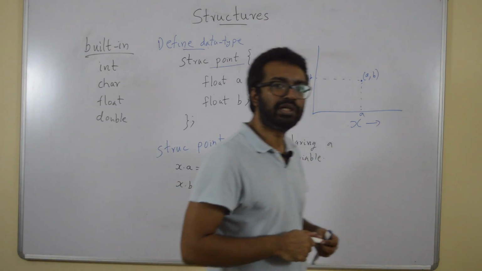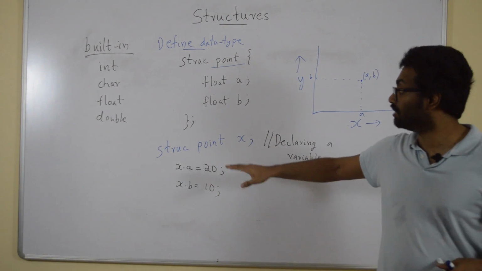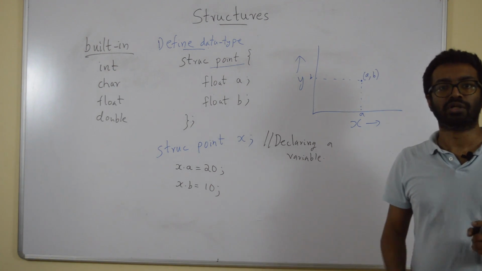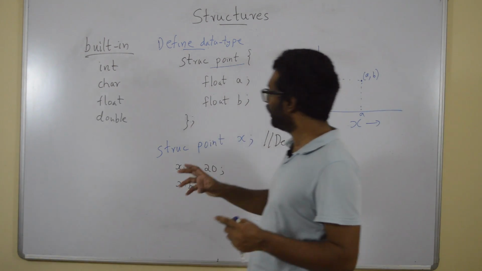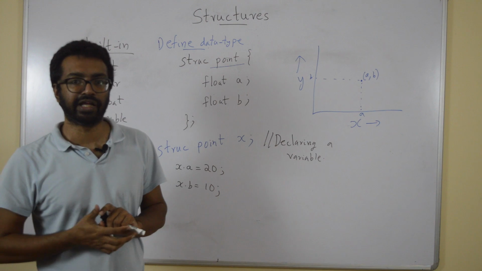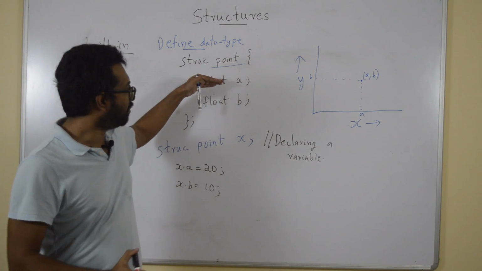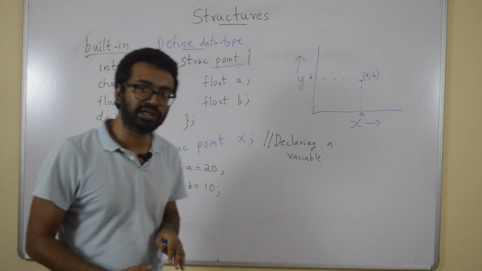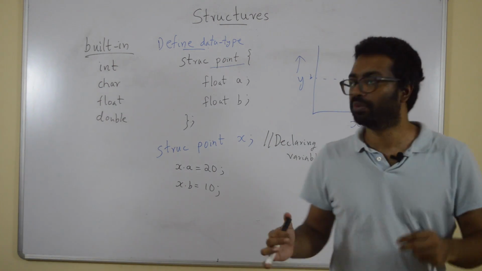X dot A is equal to 20 and X dot B is equal to 10. So what did I do? I have created now a point variable X whose component A has the value 20 and its component B has the value 10.